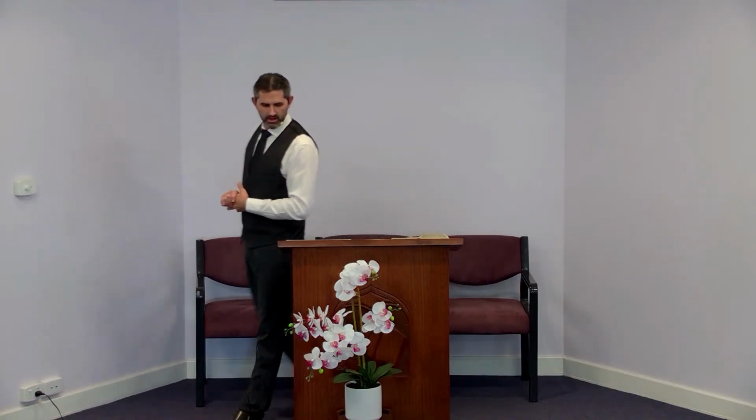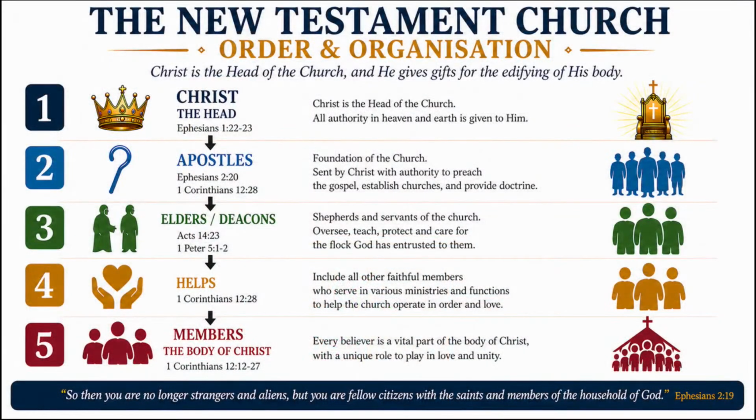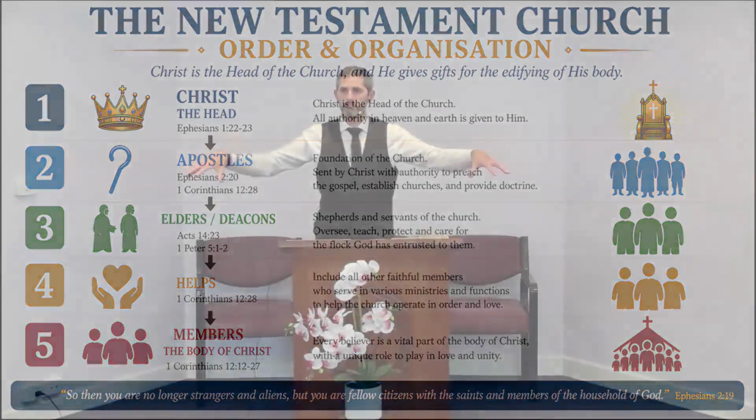Now let's have a look. In the New Testament, it kind of looks like this. So we have Christ as the head, chief cornerstone, the Bible tells us. That's Ephesians chapter 1, 22 and 23. And then we have what the Bible says, that the founders were the apostles. The two verses there, Ephesians 2:20 and 1 Corinthians 12:28, speak about the apostles as being the foundation. Christ, the chief cornerstone, the apostles, the foundation upon which the church was established and built. So the apostles were the founders, the early ones that established and began the work.